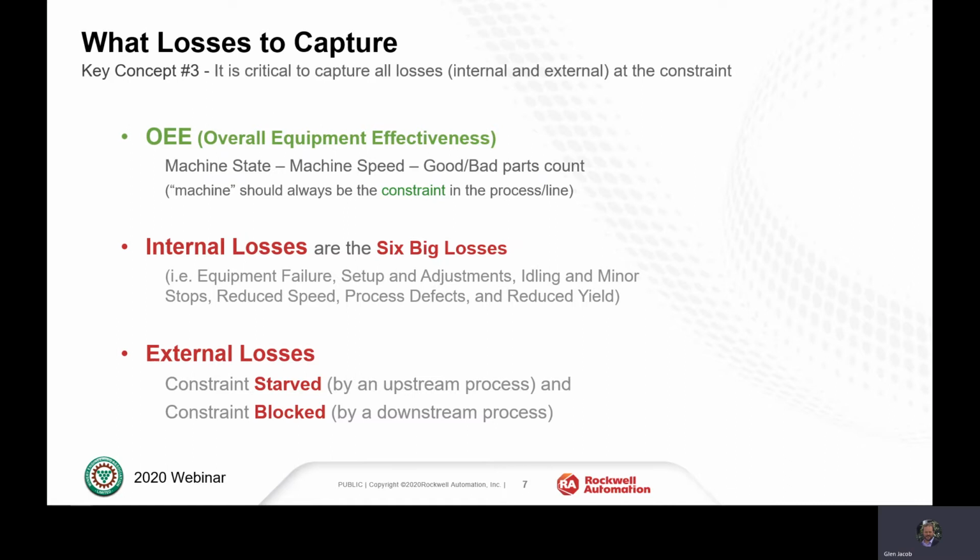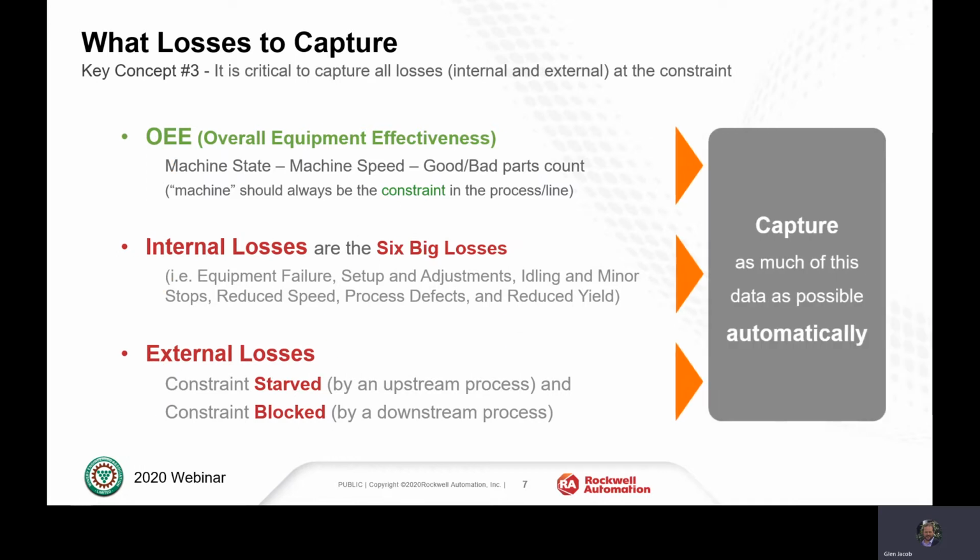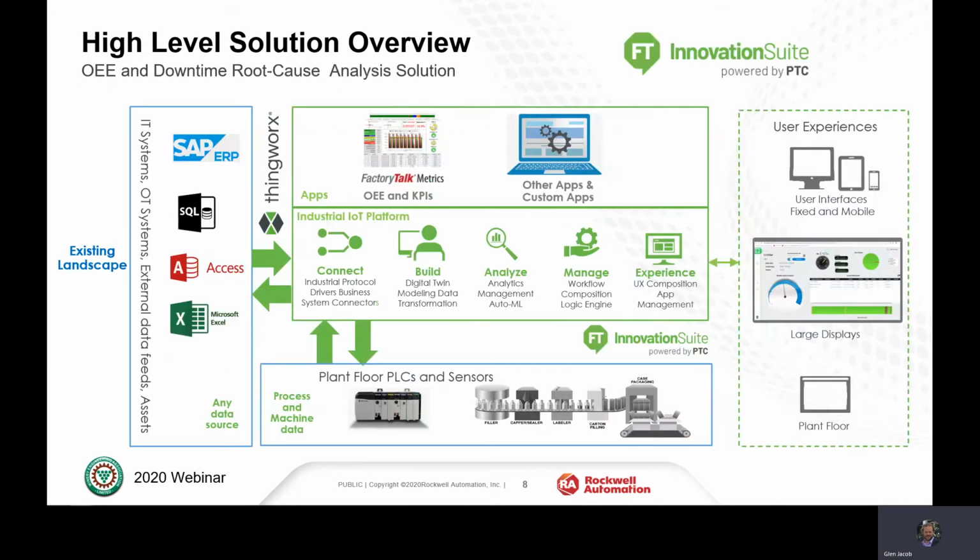A best practice is, from these core elements that you need to capture to get good quality data and insights, capture as much as you can automatically. So Rockwell has a system for providing OEE based on the Factory Talk Innovation Suite powered by PTC. I'm not going into details of the solution, but more about the philosophy, how we apply the solution to a packaging line and the results we get from the solution.